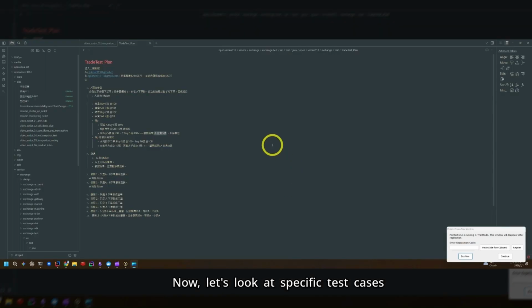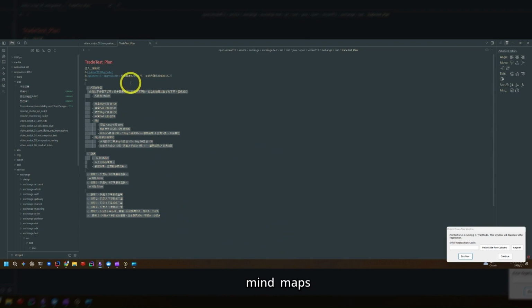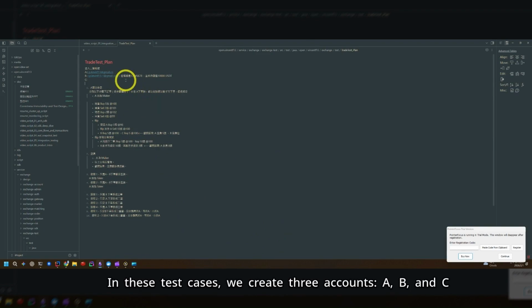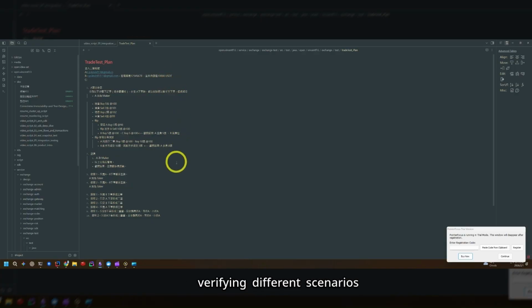Now let's look at specific test cases. I created these test cases simply using Markdown without making mind maps, because the meaning is the same. In these test cases, we create 3 accounts, A, B, and C. After depositing a certain amount into each account, we begin verifying different scenarios.